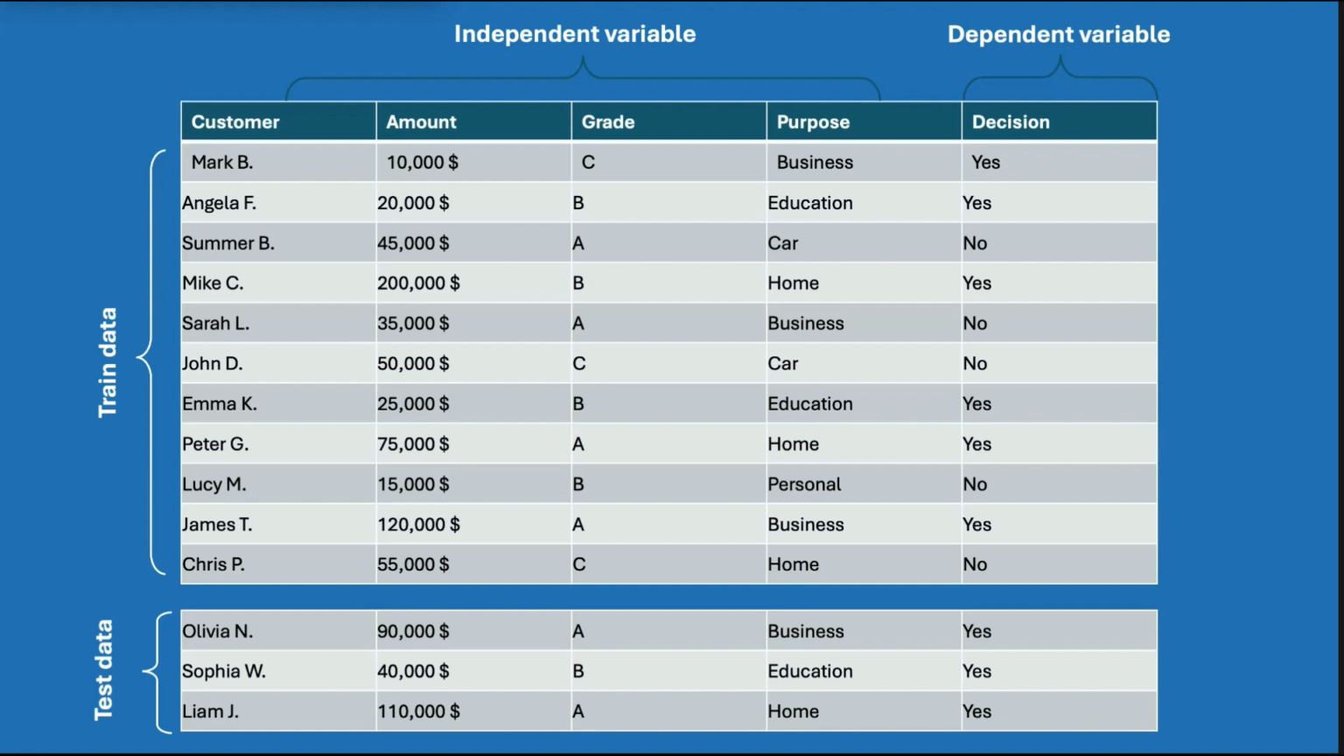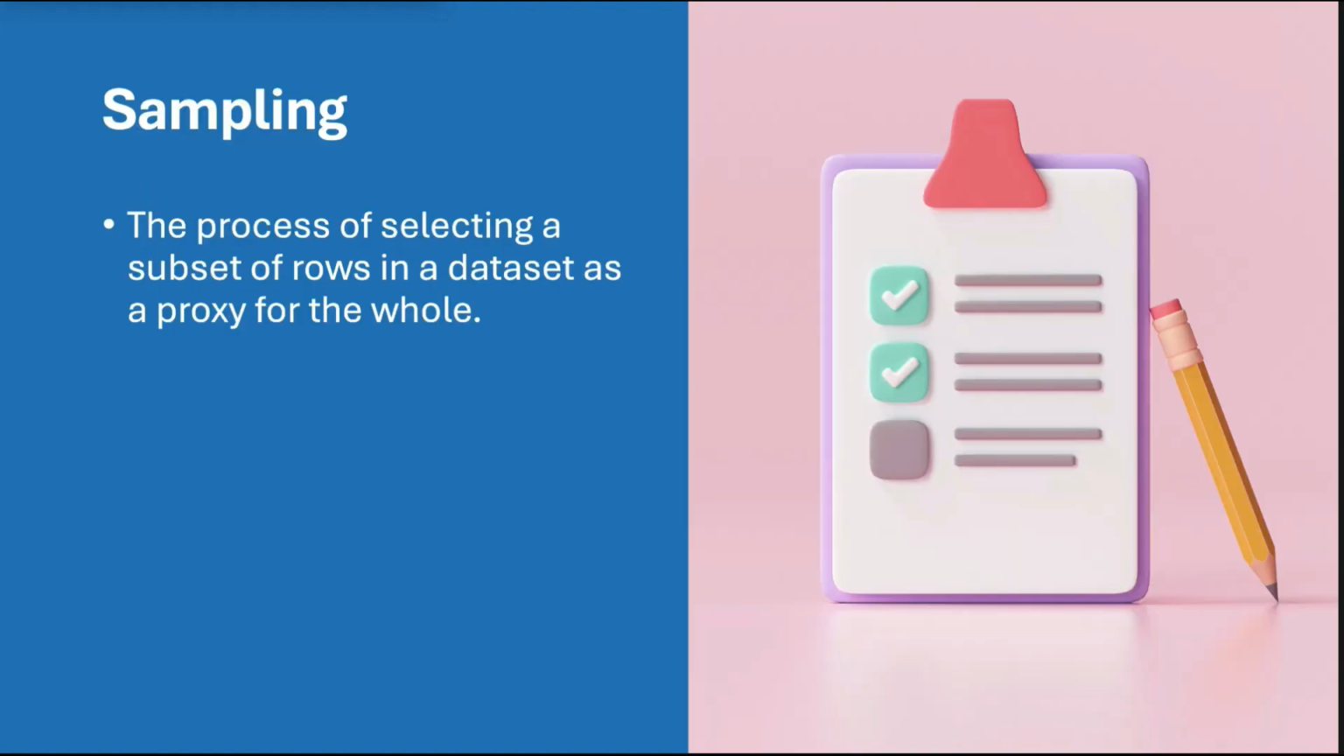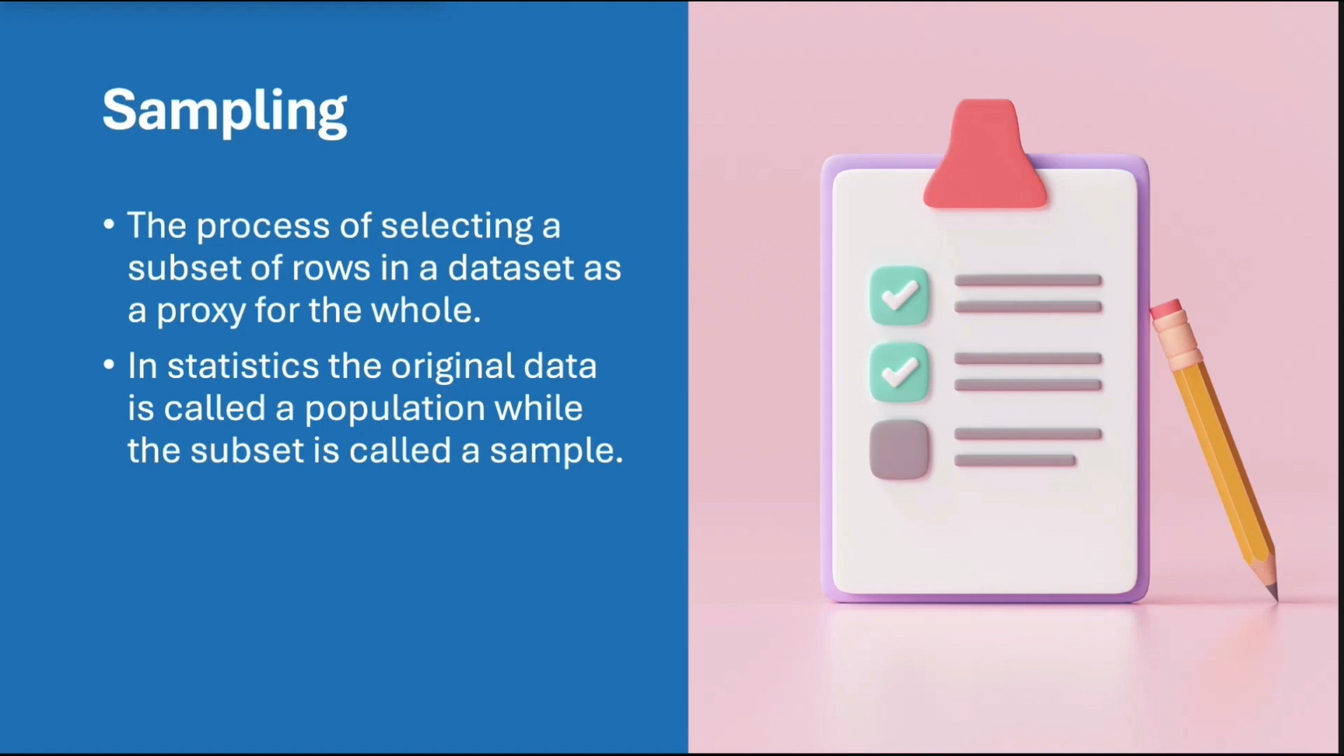There are various methods to split the data for this purpose, with sampling being the most widely used approach. This process involves choosing a subset from a dataset to represent the entire group. In statistical terminology, the complete dataset is referred to as the population, while the selected portion is termed a sample. There are various types of sampling techniques available.